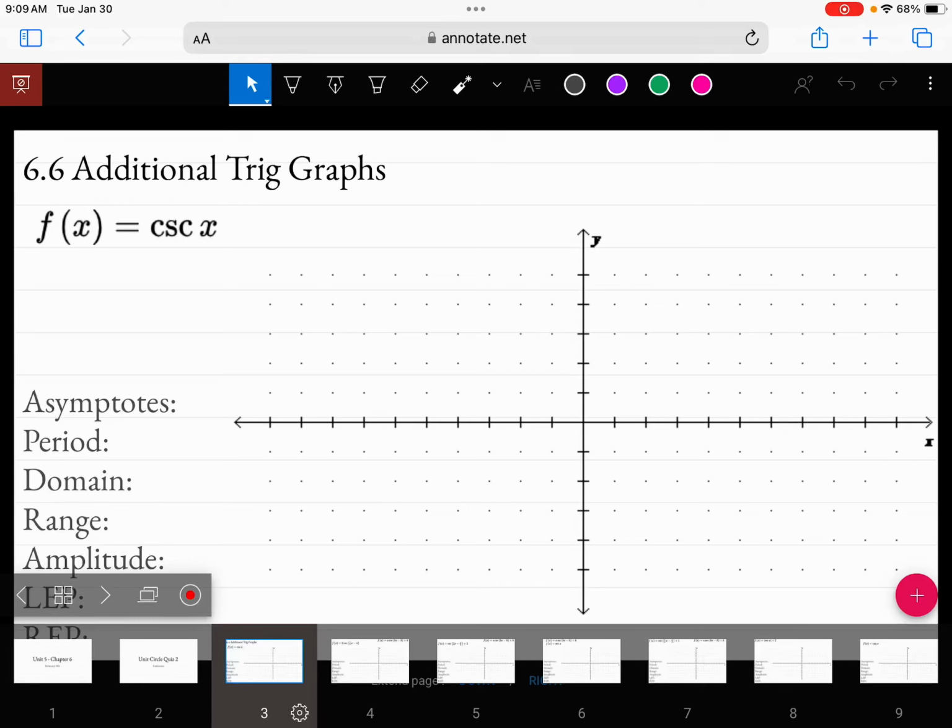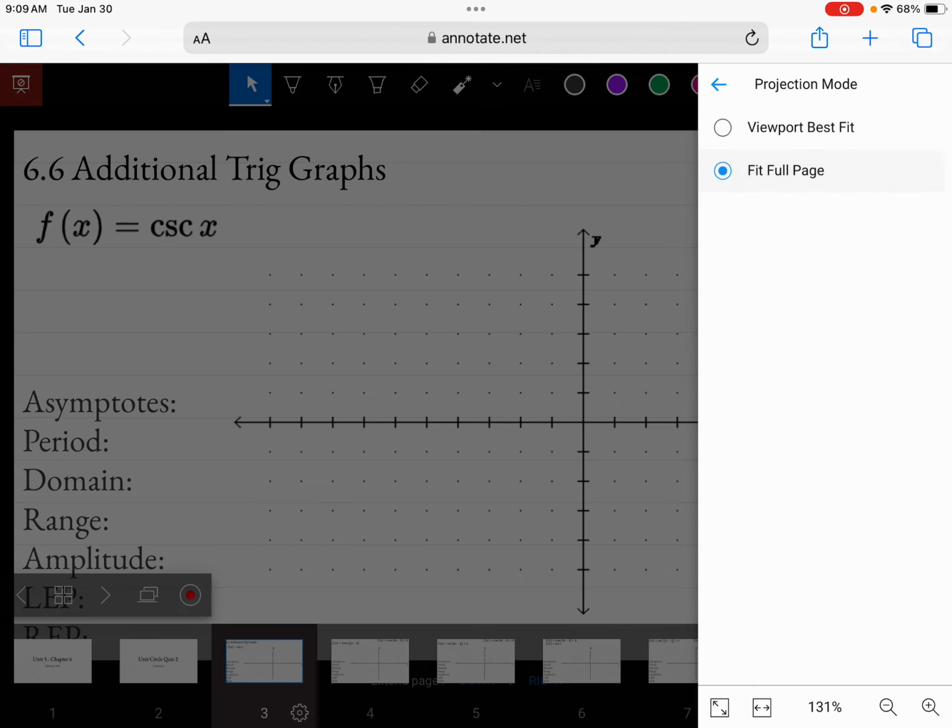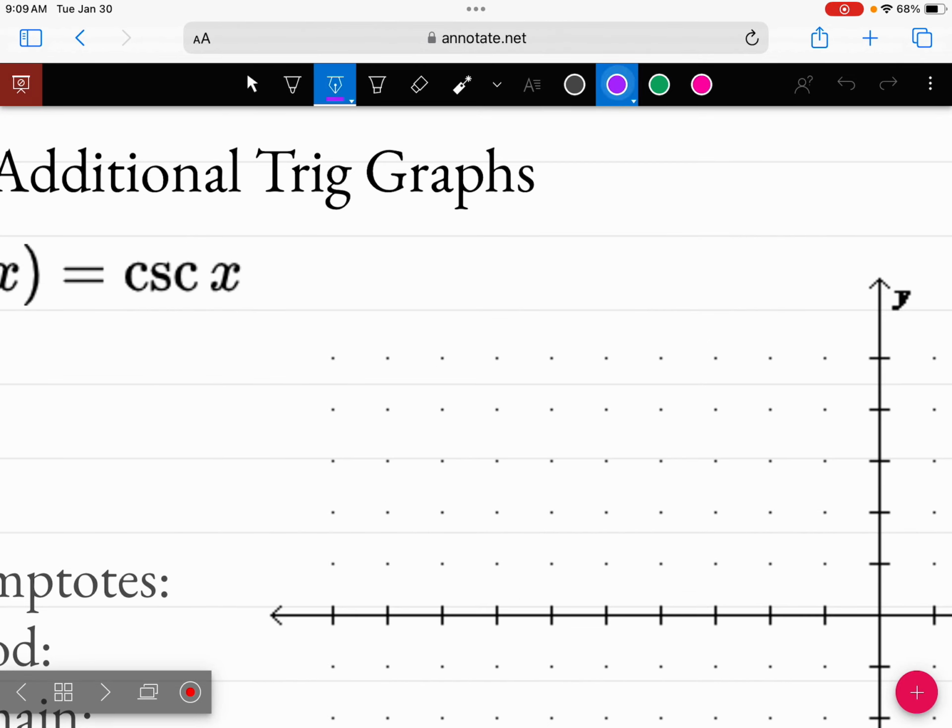All right, so we're going to be working with cosecant. And we are going to need to remember that cosecant is the reciprocal of which function? Sine. So this is the same thing as 1 over sine of x, right? So we're going to start with graphing sine of x.